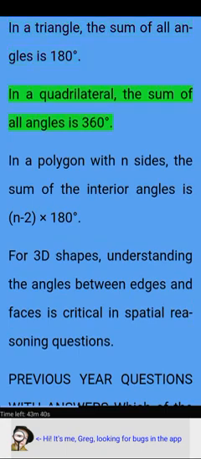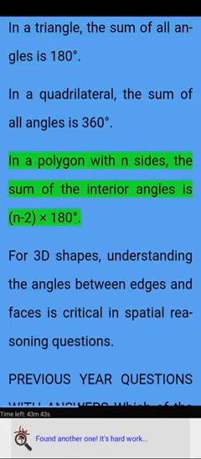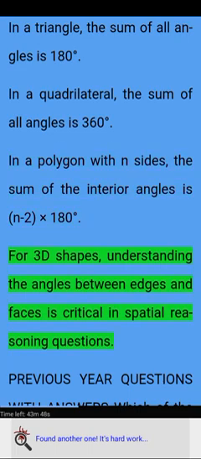In a quadrilateral, the sum of all angles is 360 degrees. In a polygon with n sides, the sum of the interior angles is (n-2) times 180 degrees. For 3D shapes, understanding the angles between edges and faces is critical in spatial reasoning questions.